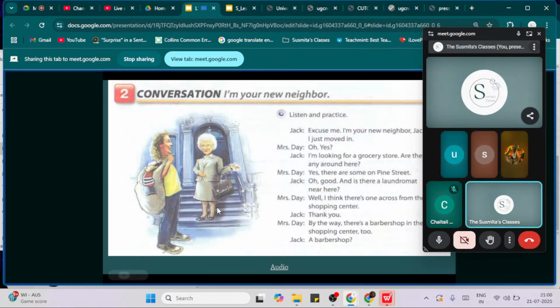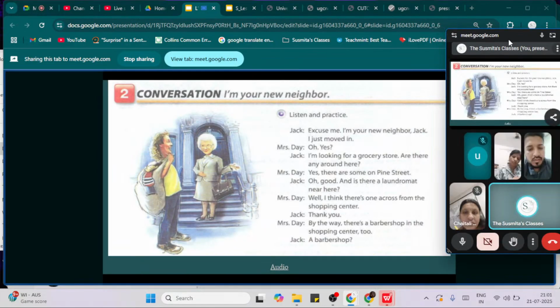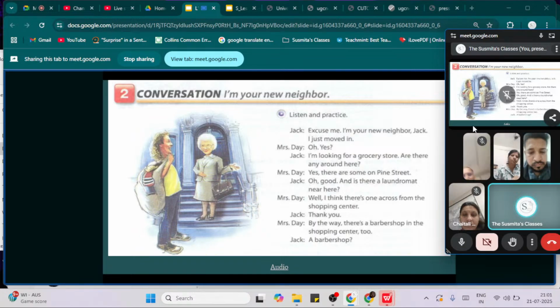Next, over here, we have a conversation. I want Sheetal ma'am and Chaitali ma'am to read the conversation. Chaitali ma'am, you will be Mrs. Day, and Sheetal ma'am, you will be Jack. Okay? Read the conversation loudly and try to maintain the intonations also.